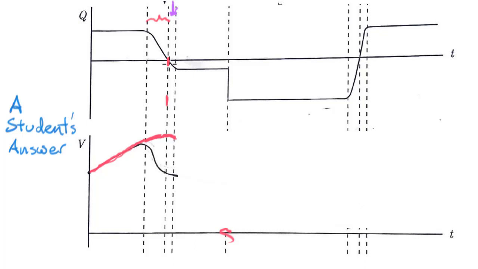Get this concept in your head. This is really important right here. The maximum volume of water in the tank happens where the Q, the flow rate, passes through 0.